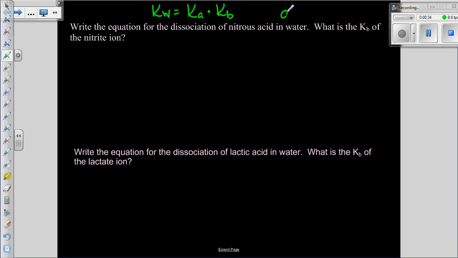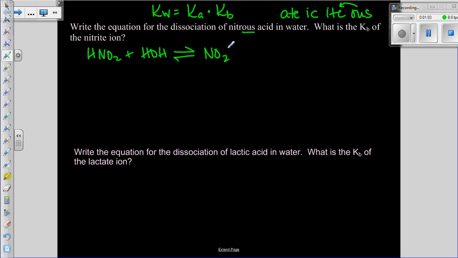So remember, -ous acid: this ends in -ous, so that tells me that this is the nitrite ion, because these two are associated with each other. So nitrite is NO2 with a -1 charge, and nitrous acid is HNO2. We can write it with water or without because it's an acid. Acids are proton donors, so we'll get nitrite and hydronium.